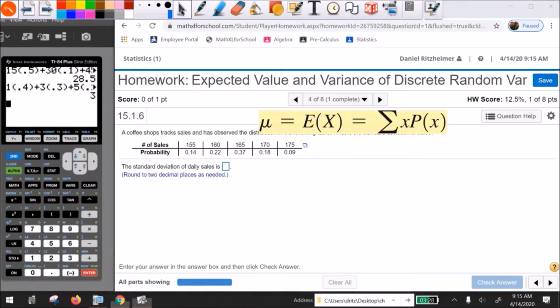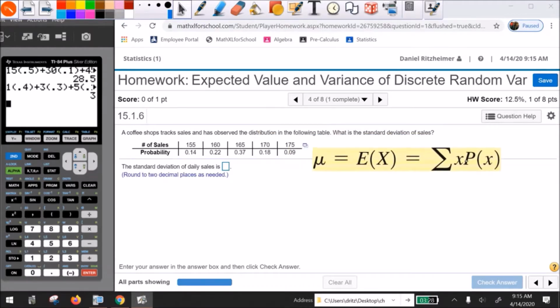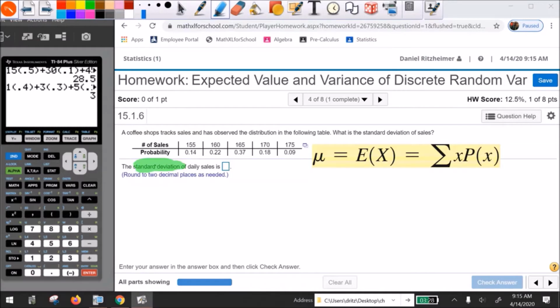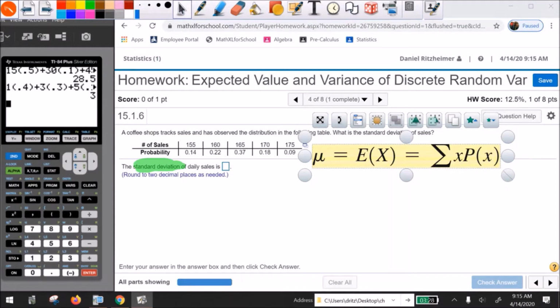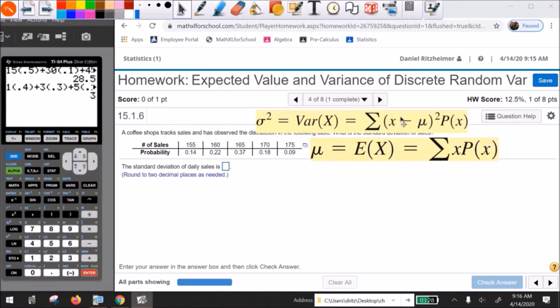This is another expected value question. We have to use the expected value formula first to find the expected value, but then we're going to use this variance formula to find a standard deviation. This is multiple steps. It gets pretty messy. I'm going to write everything out. So, here are both formulas. We're going to use this one first to find the expected value. Then we're going to use this formula here to find the variance.